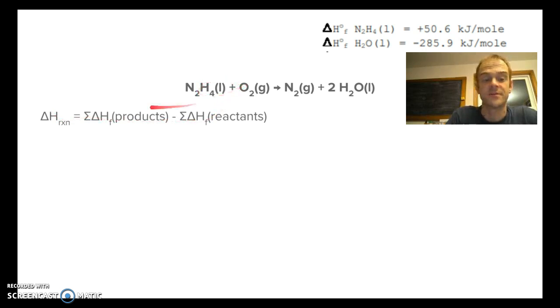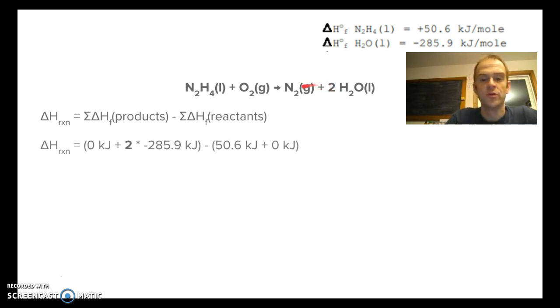Here's my chemical equation. I'm going to use this equation to figure out my change in enthalpy for the reaction. My products are nitrogen and water. I know I release 285.9 kilojoules for every mole of water. There's 2 moles, so I multiply that. Nitrogen is one of those diatomic molecules, so it has 0 kilojoules. I could look that up on a table. Dinitrogen tetrahydride absorbs 50.6 kilojoules per mole. Oxygen has 0 kilojoules when it's formed.